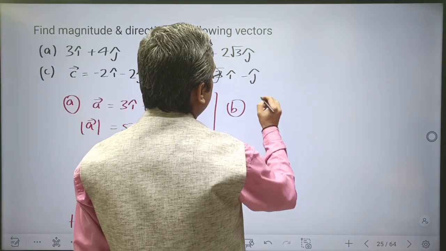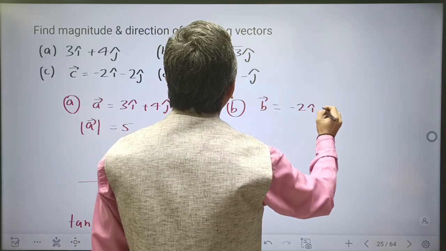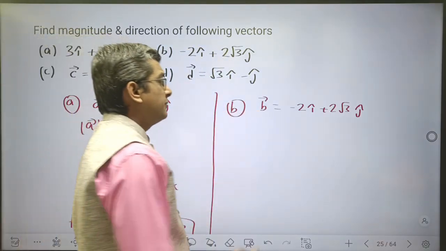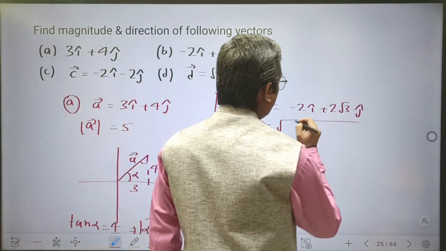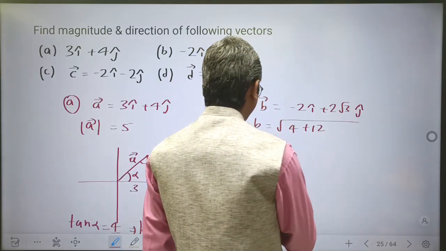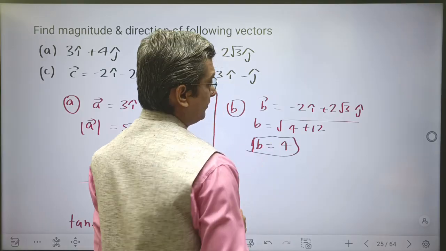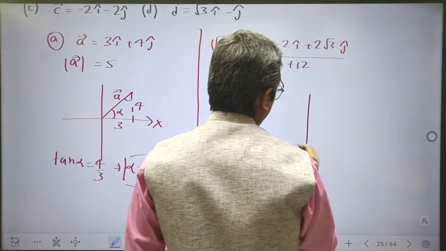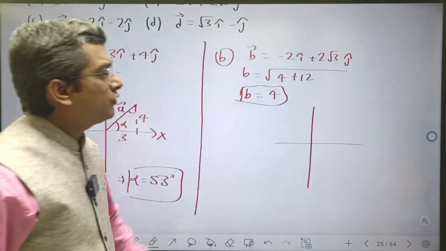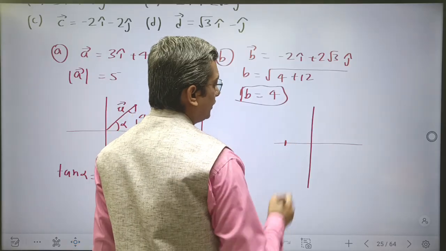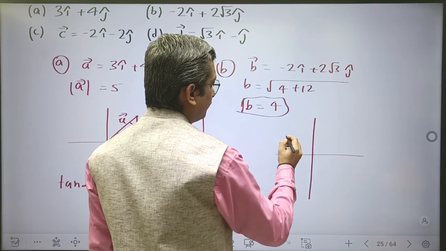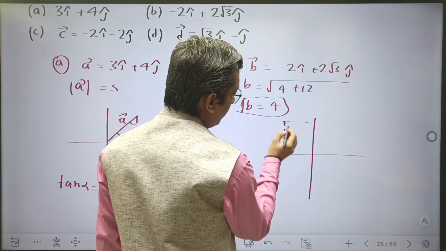Now let us suppose vector B is equal to minus 2 i cap plus 2 root 3 j cap. So here again, magnitude of B is given by root of 2 square, that is 4, plus 2 root 3 square, that is 12. So this is root 16 and this is 4. So we have found the magnitude. Now for direction, just draw a Cartesian coordinate. This is minus 2 i cap, it means 2 along negative x-axis, plus 2 root 3. From here you have to shift upward. How much distance? That is 2 root 3. So this is the vector, isn't it?